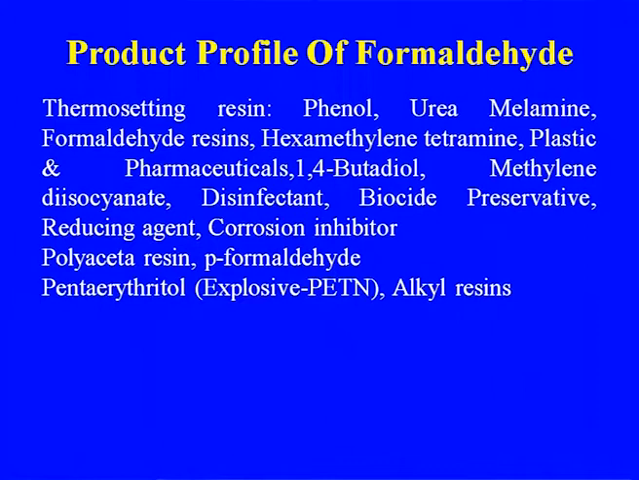These are some of the various product profiles of formaldehyde. As I told you, one of the major outlets for formaldehyde is thermoset agents: phenol formaldehyde, urea formaldehyde, and melamine formaldehyde. These three major thermoset agents are finding application, especially phenol formaldehyde, which we are using in all the Bakelite, which is the commercial name, and the electrical switches and other things.